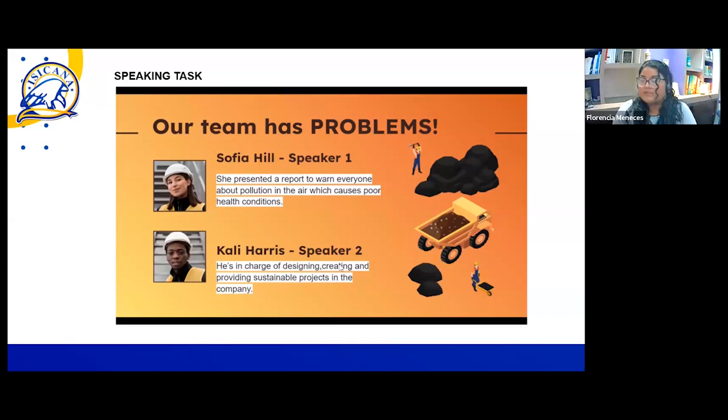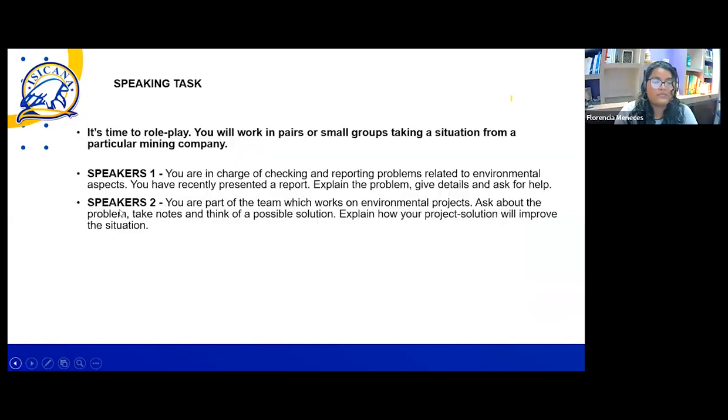So now that we are 4 of us, say Mariana, Cynthia, Pablo, and Cecilia, we are going to work in groups of 2 and try to think about any of these problematic situations that may happen at work, and each of you is going to act out one of these roles. So on the one hand, someone is going to be in charge of checking and reporting problems that are related to environmental aspects. You have recently presented a report, explain the problem, give details, and ask for help.